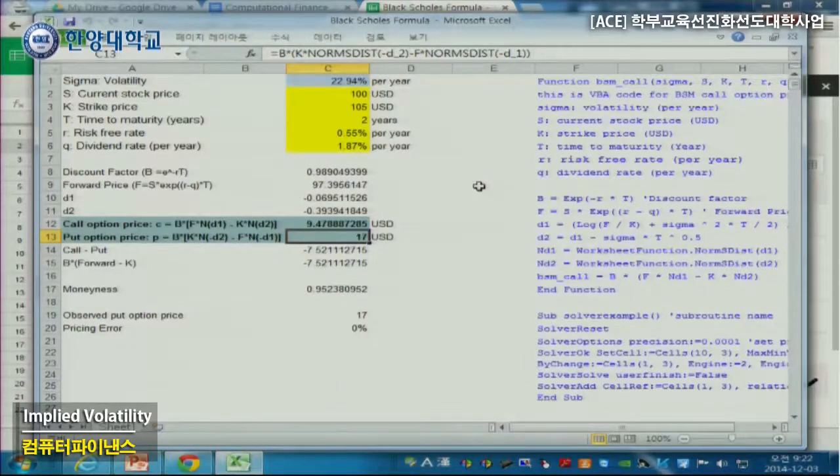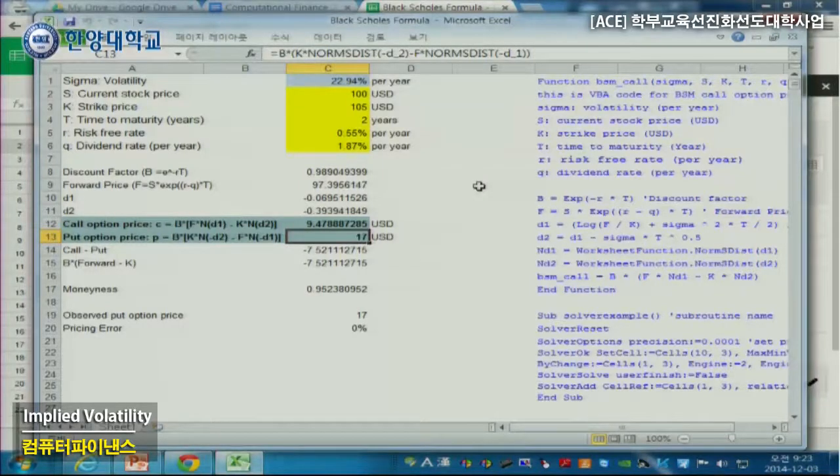And then the volatility we obtained there, 22.94%, is called implied volatility because it is implied in the observed put option price. Yeah? Question? This is simple, right? So let's implement this one with Excel VBA.